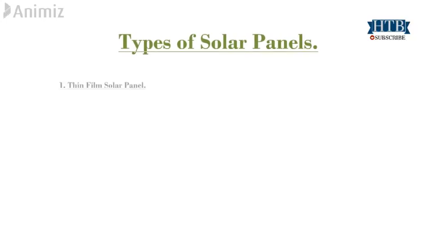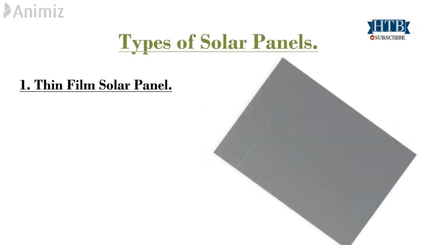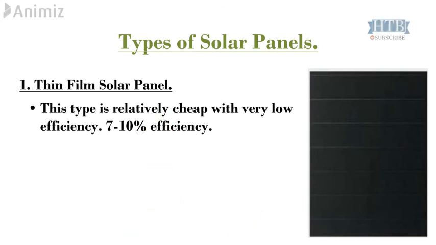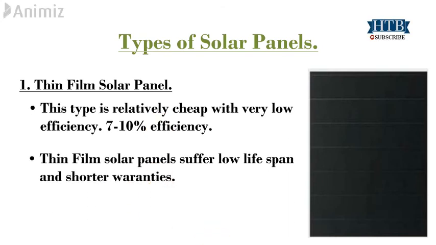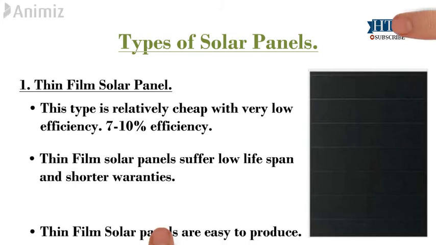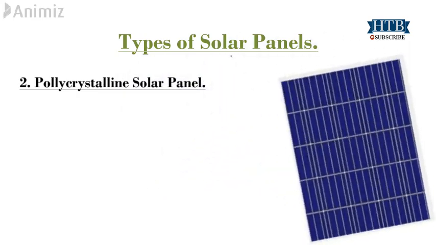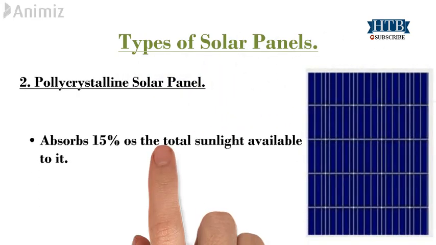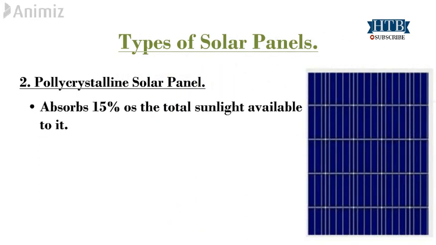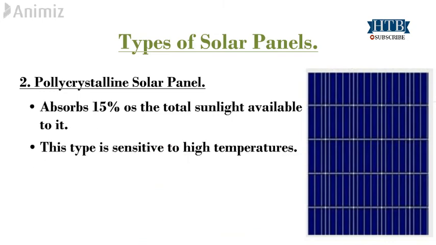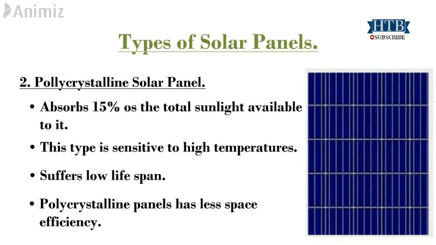Types of solar panels. 1. This type is relatively cheap and has a very low efficiency rate. This type of solar panel is easy to produce. 2. We have the polycrystalline solar panel. This type absorbs 15% of the total sunlight available to it. It is sensitive to high temperatures and suffers a low lifespan.